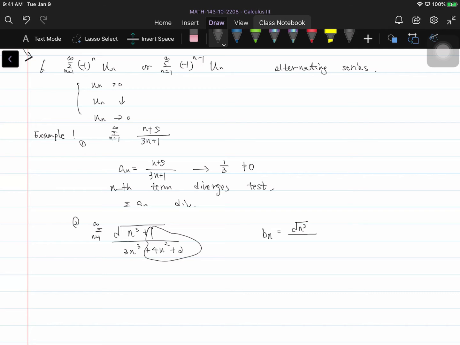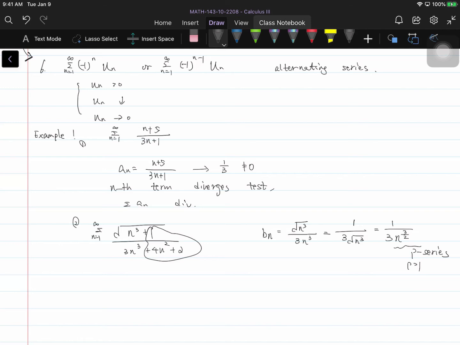the square root of n cube and the 3n cube. After simplifying, you can write down 3n to the 3/2. Actually, you can see this is similar to the p series with p greater than 1, which converges. And we just need to find the limit.